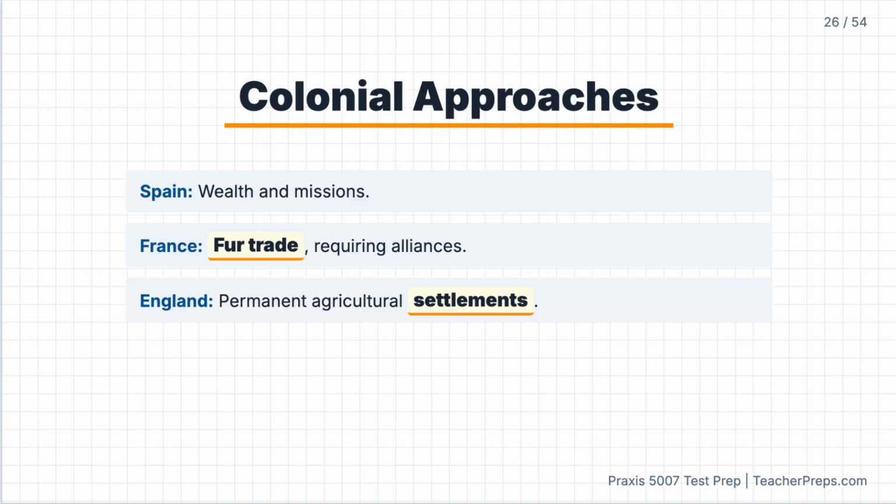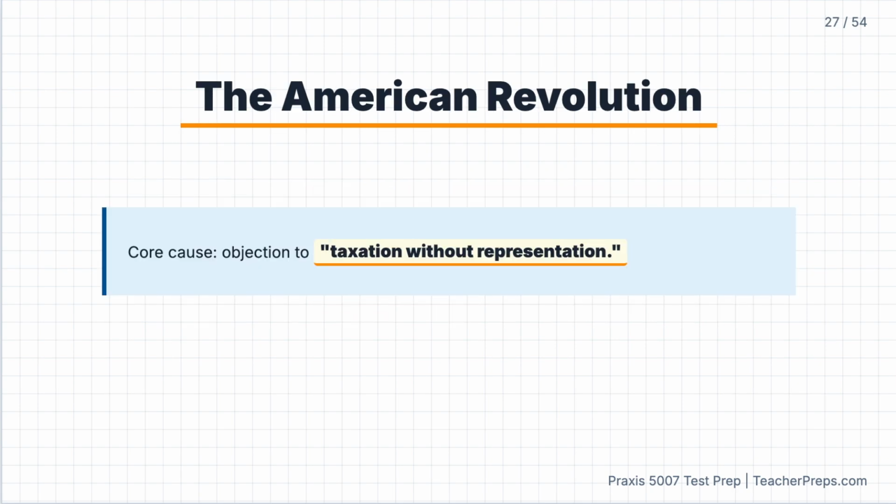Be ready on exam day to differentiate colonial approaches. So Spain focused on wealth and missions, France was focused on the fur trade, and England had in mind permanent settlements that they wanted to set up. The central cause of the American Revolution, a phrase that you must know, was the objection to taxation without representation.